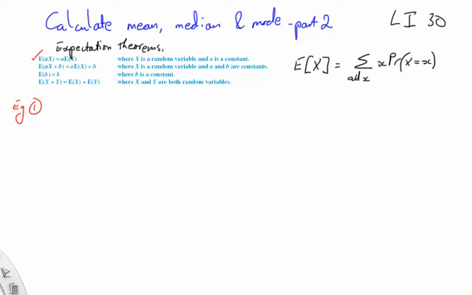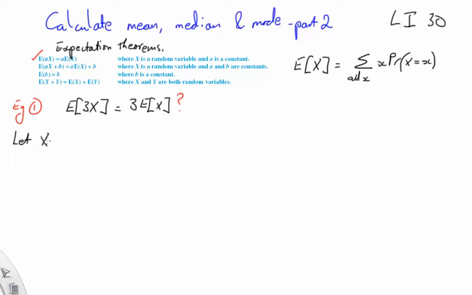In other words, I'm trying to show that, say, the expectation of 3x is equal to 3 times the expectation of x. So I want to show that this is true. Is this true? How can I show this? Well, let's do an example.